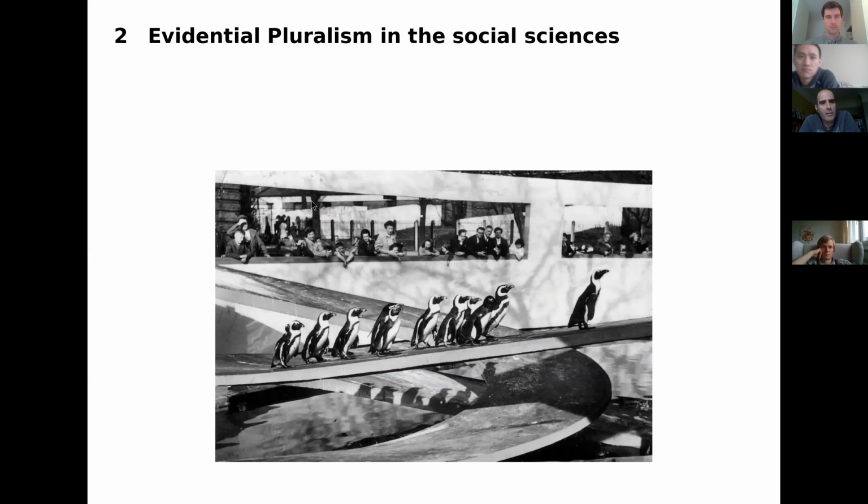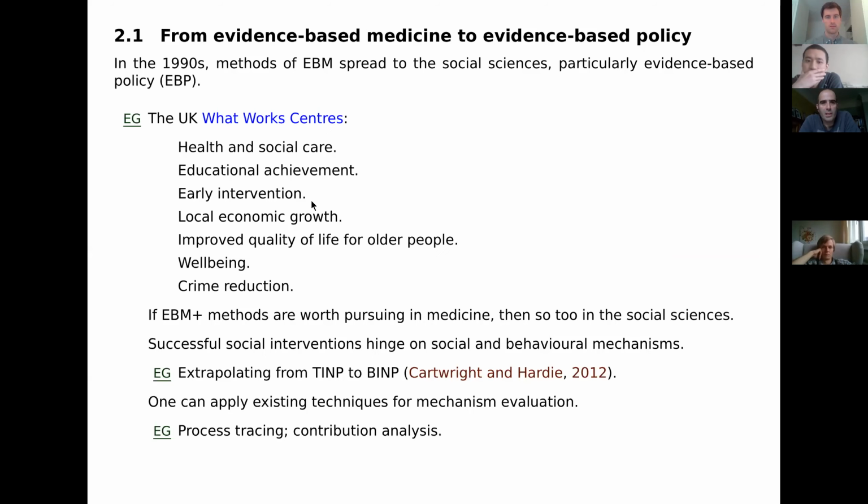Okay, so how does evidential pluralism apply to the social sciences? Well, the most obvious application area is going to be evidence-based policy. This is because the lessons of evidence-based medicine spread very quickly to the social sciences and evidence-based policy in the 1990s. So various structures for evaluating policies were modeled on the basis of structures for evaluating medical interventions. For example, in the UK, we have various What Works centres. These are centres for evaluating policies in health and social care, educational achievement, early years intervention, local economic growth, quality of life for older people, well-being and crime reduction. And these are explicitly modelled on the evidence-based medicine approach.